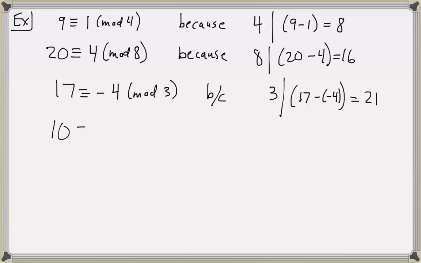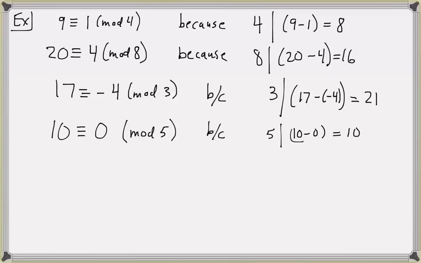10 is congruent to, let me leave it blank for a second. What is 10 congruent to mod 5? Well, 10 is a multiple of 5. So 10 is congruent to 0 mod 5, because 5 divides 10 minus 0, which is 10.